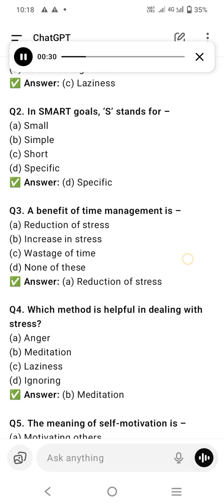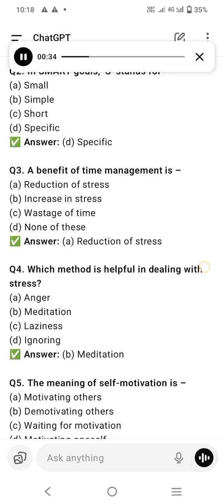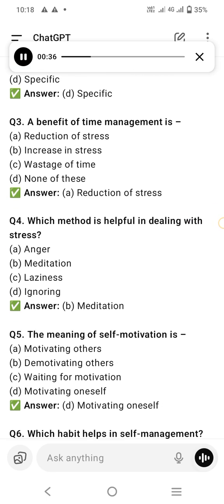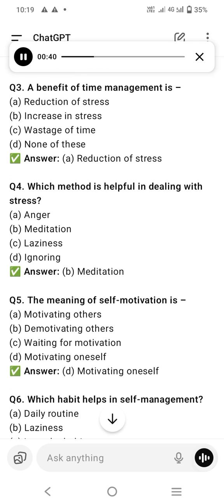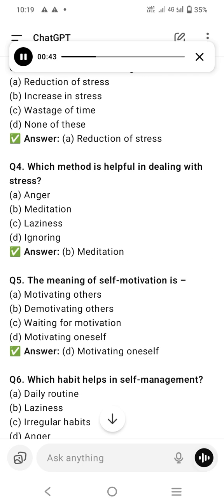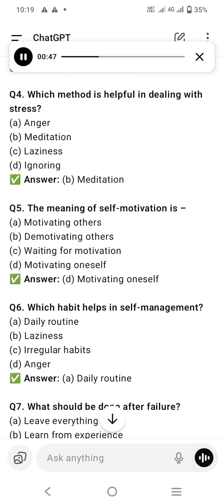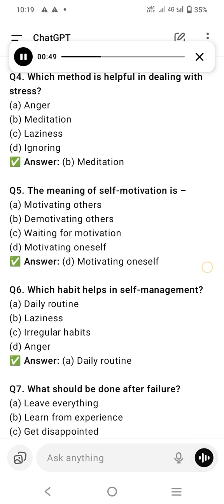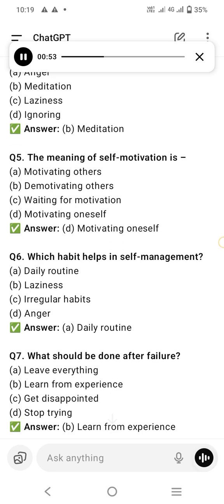Q3. A benefit of time management is A. Reduction of stress. B. Increase in stress. C. Wastage of time. D. None of these. Answer A, reduction of stress. Q4. Which method is helpful in dealing with stress? A. Anger, B. Meditation, C. Laziness, D. Ignoring. Answer, meditation. Q5. The meaning of self-motivation is A. Motivating others, B. Demotivating others, C. Waiting for motivation, D. Motivating oneself.